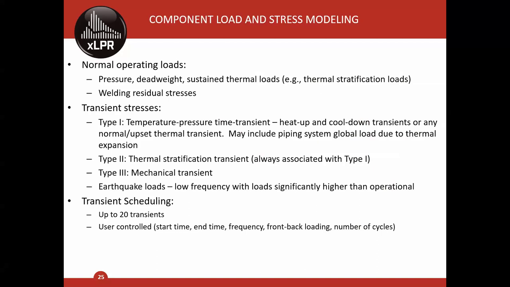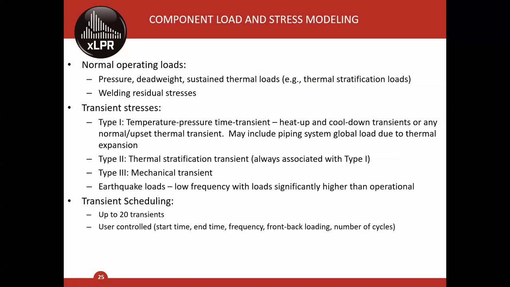Three main types of transients are included in xLPR. Type 1 transients are temperature and pressure time histories, and are used to model transients such as heat up and cool down, or other normal or upset thermal transients where temperature and pressure vary with time. Type 2 transients represent thermal stratification transients. Stresses from this type of transient represent global bending and membrane stresses associated with stratified flow during a transient. Type 2 transients are always associated with type 1 transients. And type 3 transients are meant to model mechanical transients and include membrane and global bending stress inputs. For example, you can model an operating basis earthquake using a type 3 transient. Finally, there are earthquake loads, which model safe shutdown earthquakes. Those are used to contribute to stability, but do not contribute to crack initiation.